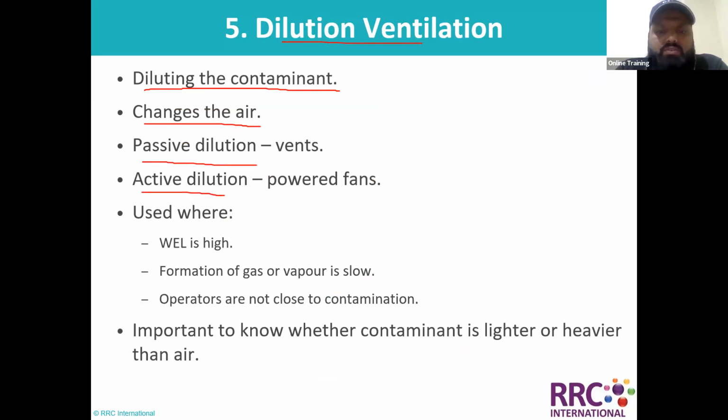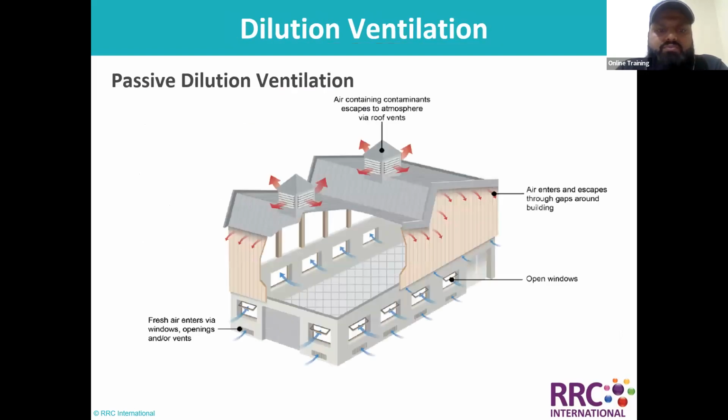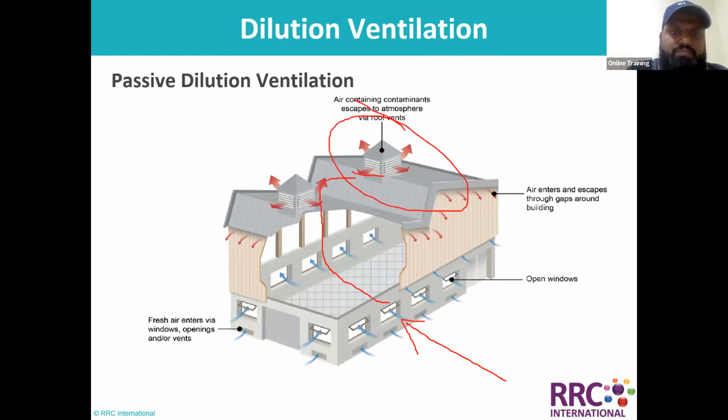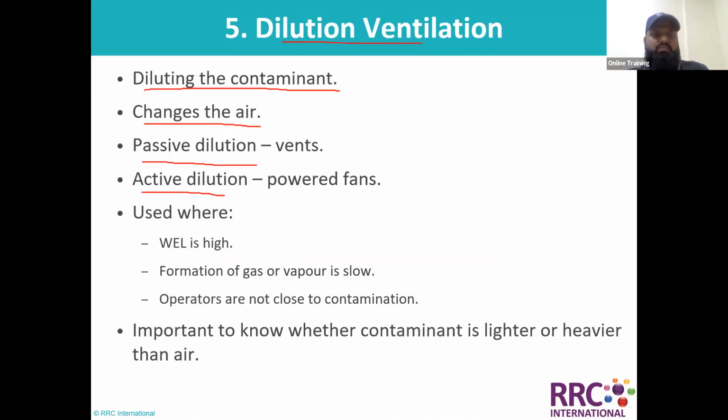In passive dilution, we make some kind of areas which can be vented, with the flow of air. For example, over here, the flow of air will come from this side, go over there, and get out from here, as you can see. This is an example of passive dilution ventilation. And usually we have these in areas where we have, for example, chickens or some kind of animals, poultry farms.